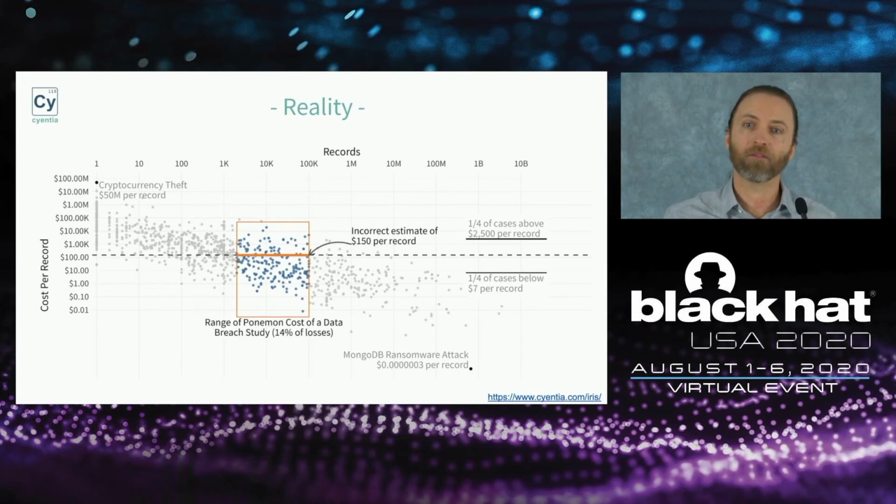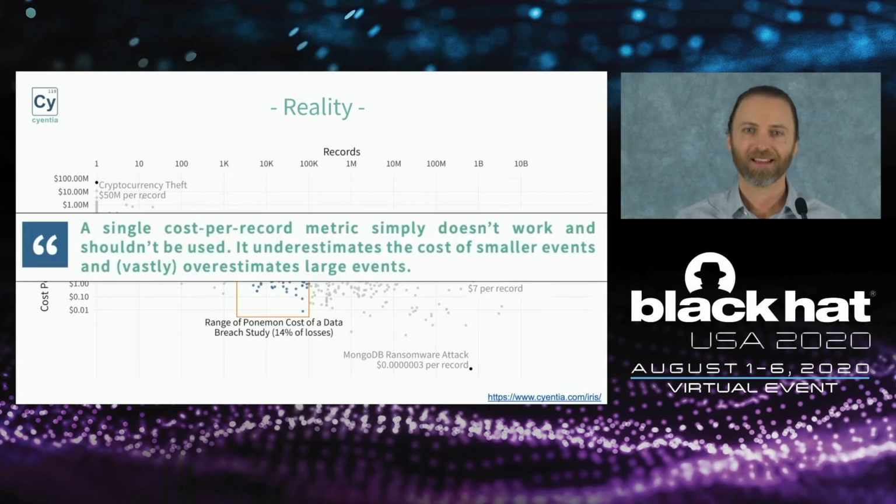We have this MongoDB event way down in the bottom right-hand corner of the screen. That is 3 millionths of a cent of a dollar per record. Great deals of variety. And taking a $150 cost per record is flat out wrong. It greatly overestimates the cost of small breaches and underestimates the cost of large breaches. To put it more succinctly, a single cost per record simply doesn't work and should not be used. It's a bad metric. It's a bad model.